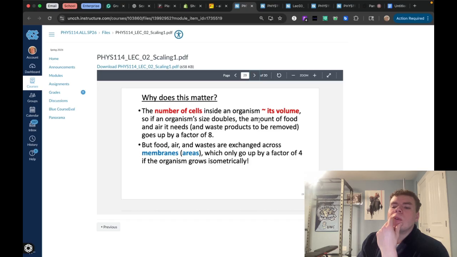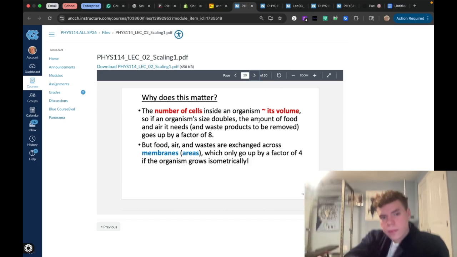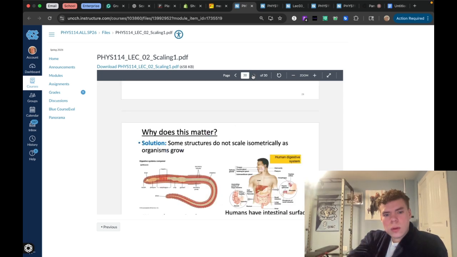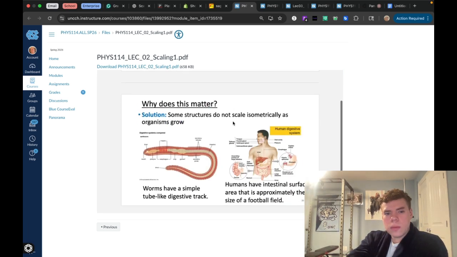Yeah, because it's cubed. If it was squared and it doubled, it would go up by 4. Okay, but food, air, and gases are exchanged across surface areas, which go up less. Interesting. Some structures do not scale isometrically as the organism grows. Worms have a simple tube. Humans have intestinal surface areas approximately the size of a football field.